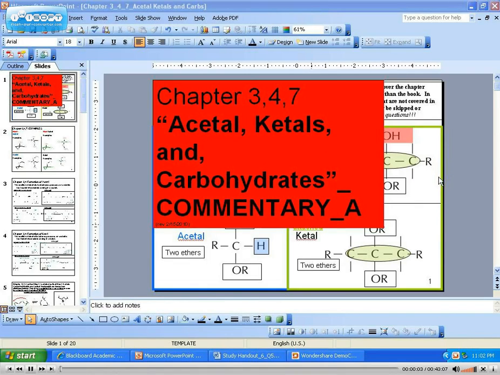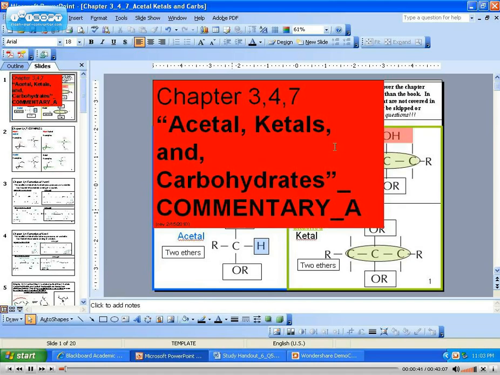This is the acetal, ketal, and carbohydrates slides commentary. So in this set of slides, we're going to be focusing on naming as well as practicing reactions involving acetals, ketals, as well as hemiacetals, hemiketals, and cyclical hemiacetals, ketals. We'll then go directly into the biochemistry chapters, starting with carbohydrates.